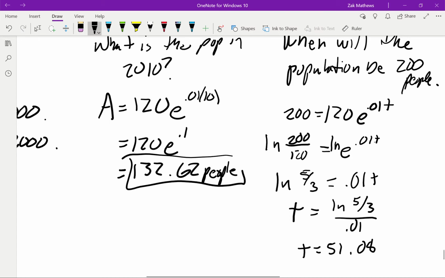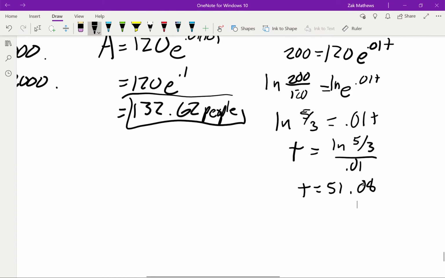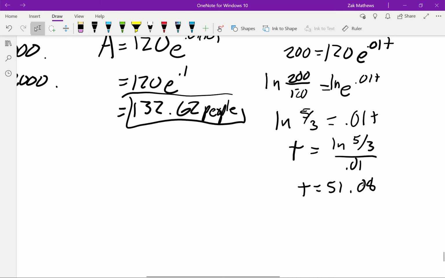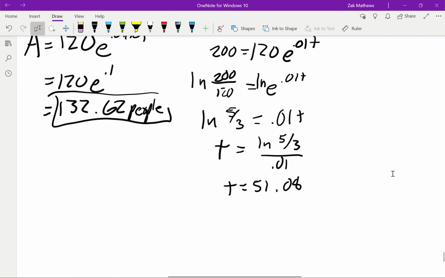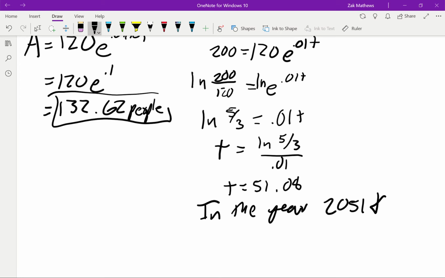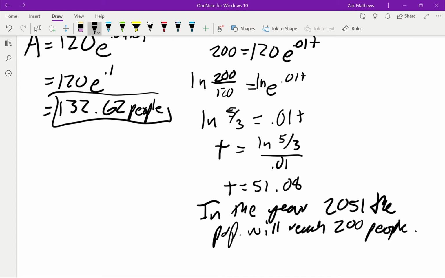And so if we put the meaning behind this, it's not just talking about the year 51, because remember our baseline year was the year 2000. So we would say in the year 2051, the population will reach 200 people. So we always have to remember that the x and y, we've got to tie it to what the problem told us they were. It wasn't just a year of 51, it is 51 years from the starting point being 2000, so we had to add that to the 2000.